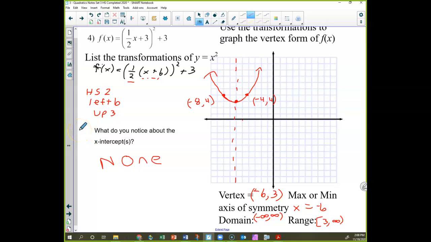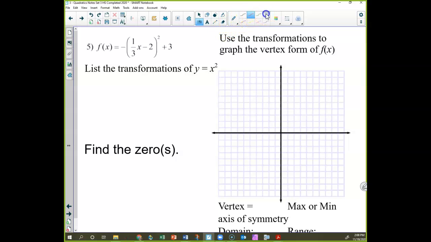Any questions at all there in number 4? Okay. Number 5. Now, number 5 has 2 parts. We're going to draw the graph, and we're going to find the zeros. This one has zeros you could find, so it gives us a good place to practice that.